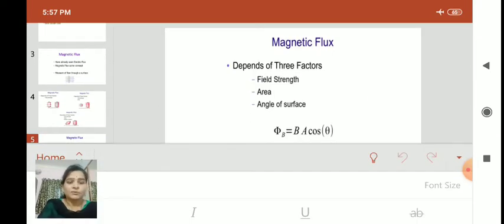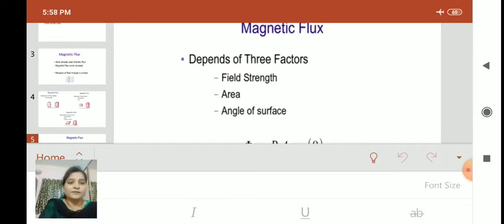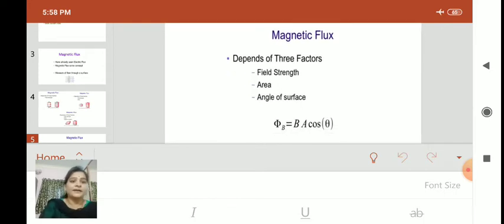So this is the magnetic flux, wherein it depends on three factors, that is field strength, area and angle of surface. So these are the three factors. So we just now discussed that phi b is the magnetic flux. Magnetic flux is directly proportional to B, it is proportional to area, and it is proportional to the inclination, that is the angle of the surface.